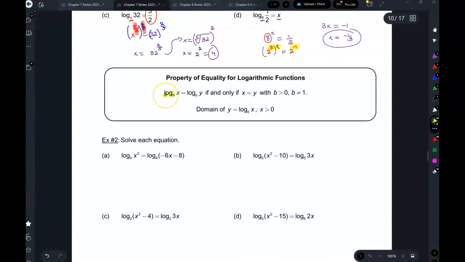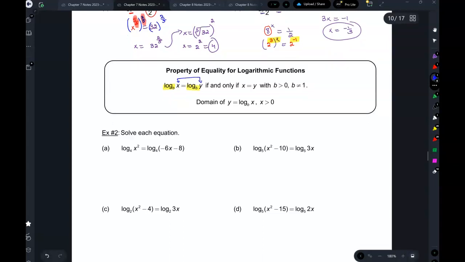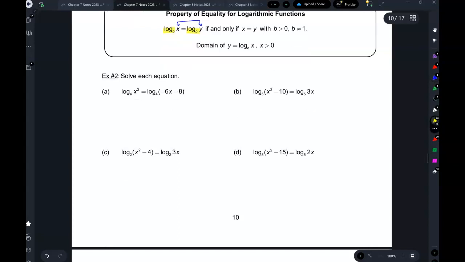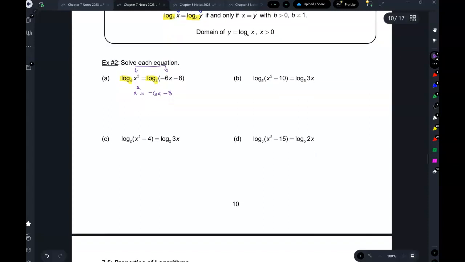When you have that, if you have identical logs, log b, then you can automatically set the insides equal to each other. So here I have log base 4, log base 4. Now remember, this doesn't work if you have log base 4 and log base 7, let's say, okay? But when they're identical, we can set the insides equal to each other. X squared is equal to -6x minus 8. Now the logarithm goes away, so this just becomes a simple algebraic equation.